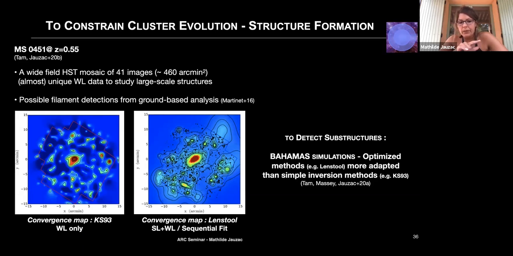Here, the message that you need to take home is, and this is another work from Su Tiang, because she tested those two methods on the Bahamas set of simulations, and showed that depending on the science you want to do, the two methods are going to be extremely useful. However, if you concentrate on the detection of substructures and possibly filaments, you need to go for optimized versions, and you need to go for the combination of the lensing regimes.